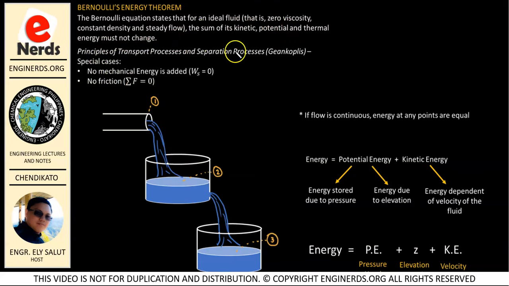If you are going to check yung book na isinulat ni Christie Geankoplis, yung Principles of Transport Processes and Separation Processes, merong mga special cases na binanggit doon kapag you are going to apply yung Bernoulli's theorem. So, in Bernoulli's energy theorem, there is no mechanical energy added. So, that means our shaft work is equal to 0. And also, there is no friction. So, the summation of all the friction is equal to 0.